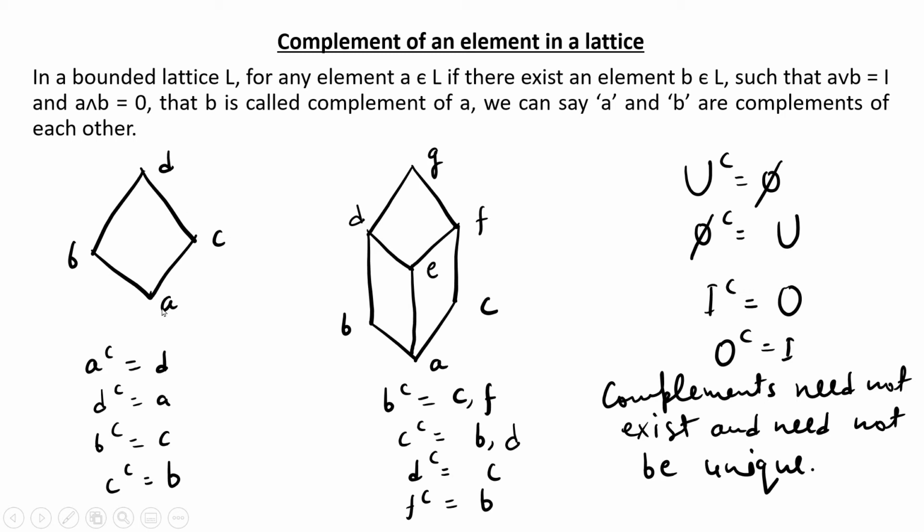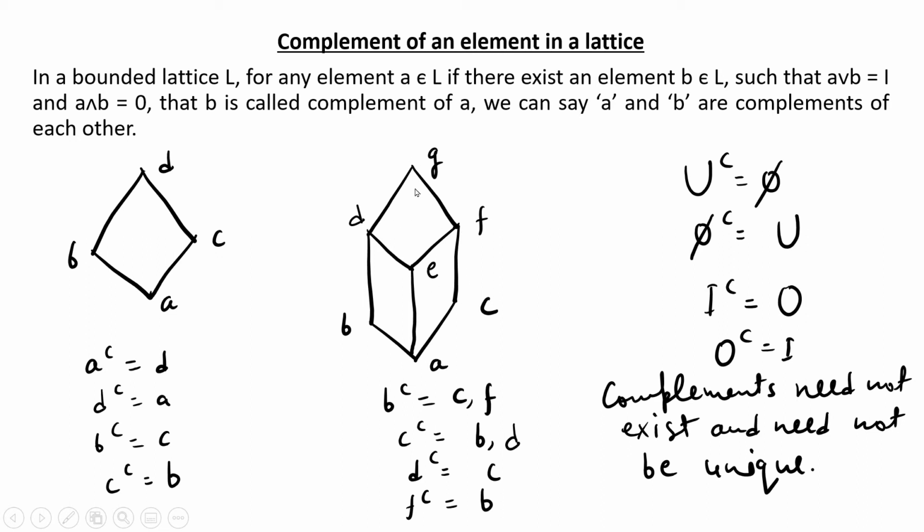So here in this lattice we have the elements A, B, C, D, and we have the lower bound A and upper bound D. So A and D are complements of each other. Then let's check for B and C. So B join C is D. Then B meet C is A. That's fine. So B and C are complements of each other.